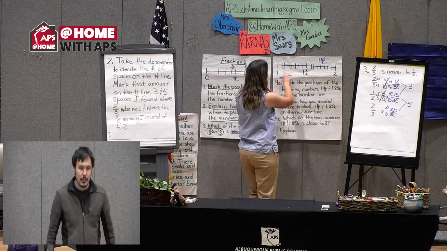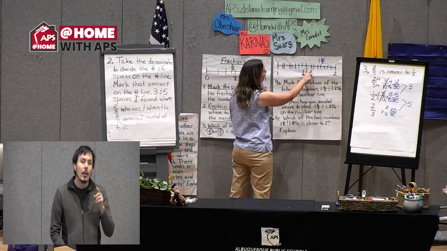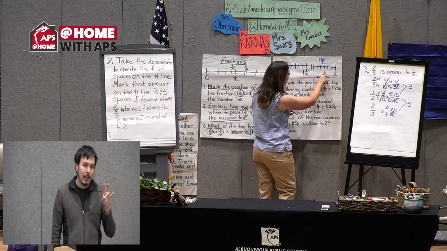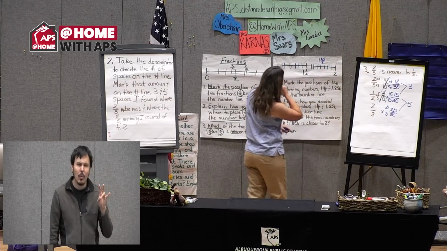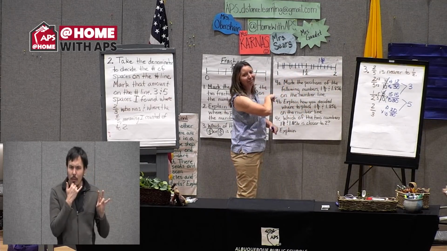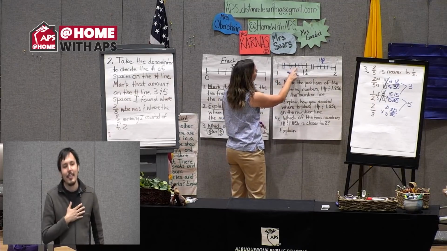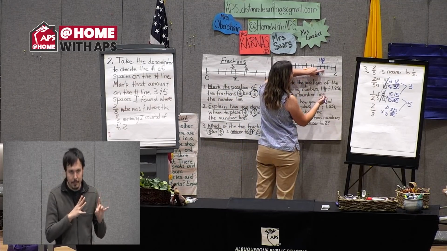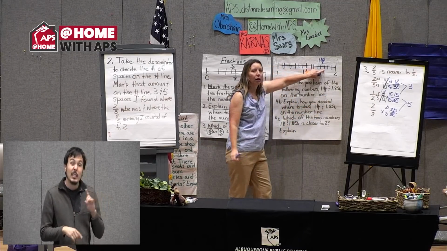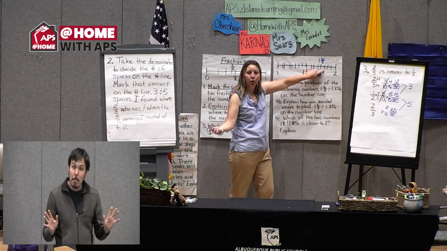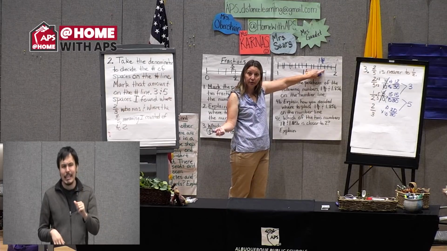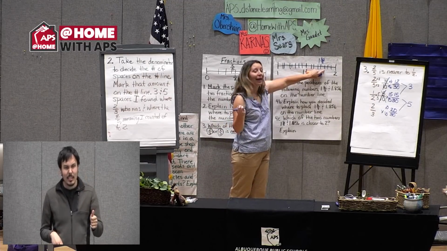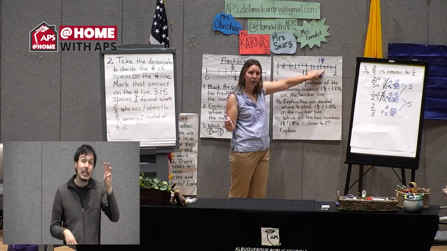All right, so I know I have 1, 2, 3, 4, 5, 6, 7. Wait, did I do this wrong? Oh, I forgot to count the half. 1, 2, 3, 4, 5, 6, 7, 8. Okay, so we have 8. But then it's not 1 and 8 tenths. It's 1 and 856 thousandths.